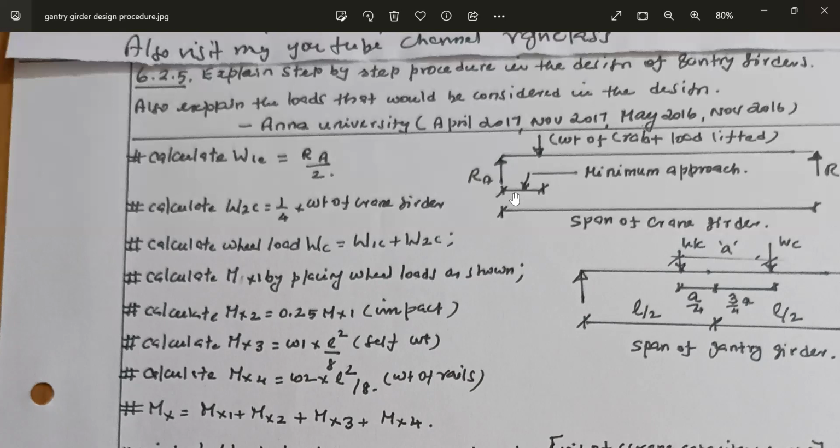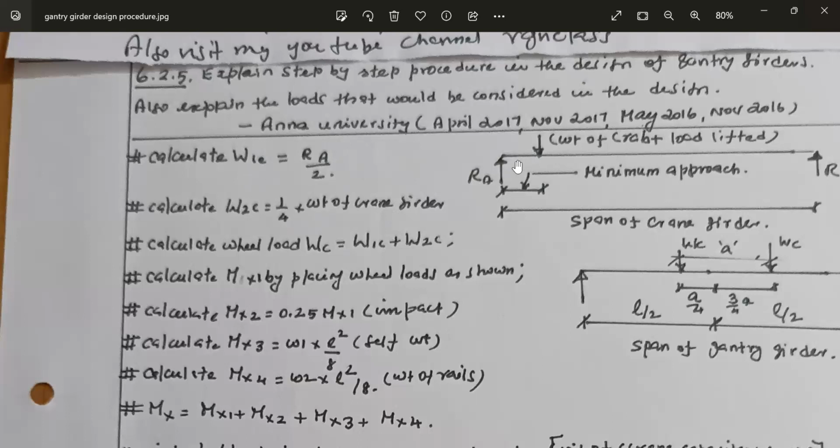For this position, we have to calculate the value of RA. Here RA is calculated due to the crab and the load lifted. The crab is the unit which is moving at the bottom flange of the crane girder. This is the crane girder. On the bottom flange of the crane girder, this crab unit will be moving by lifting the load. So RA is calculated by placing the load due to the crab and the load lifted as close to one column as possible. This is represented as W1C. W1 is the wheel load and C is transferred from the crane. 1 is load case 1. This RA by 2 is calculated by placing the crab and the load lifted as close as possible to one column.